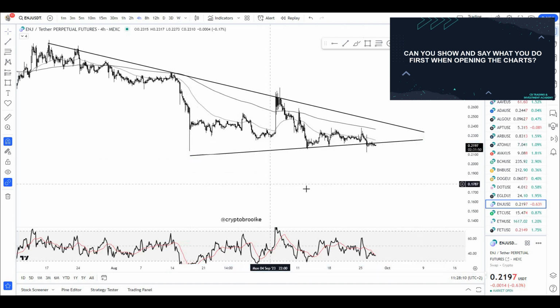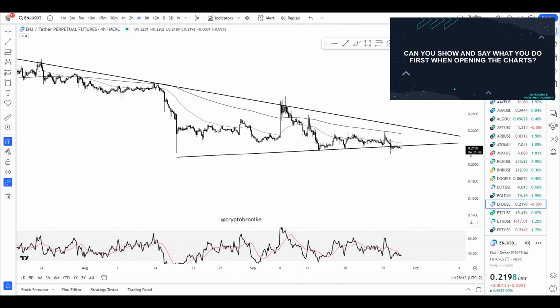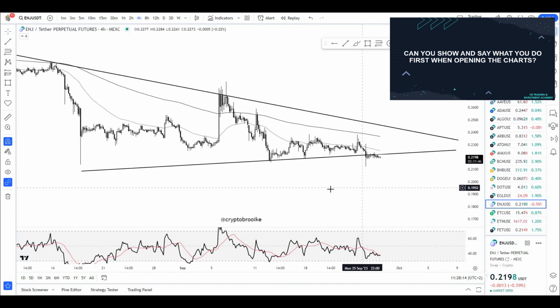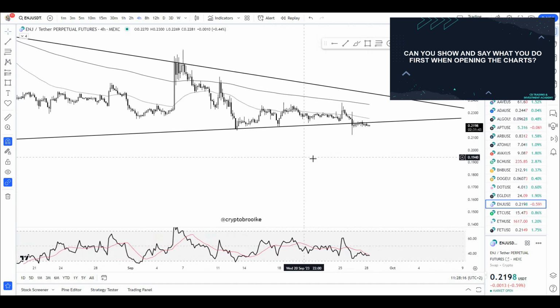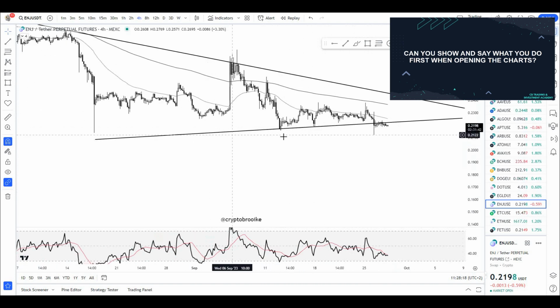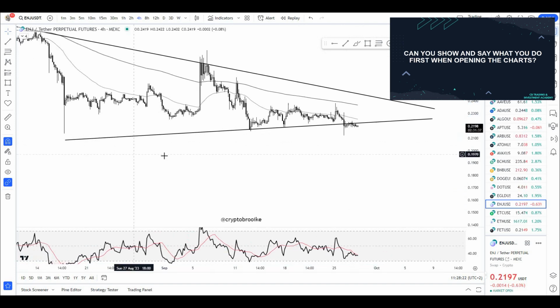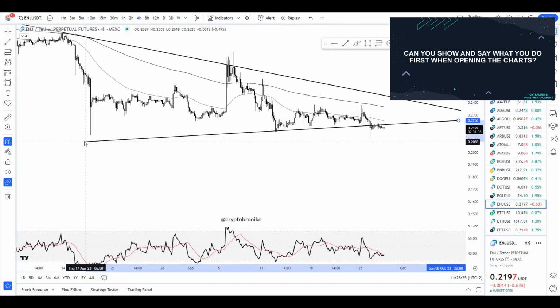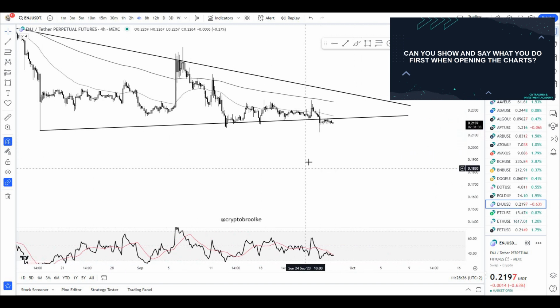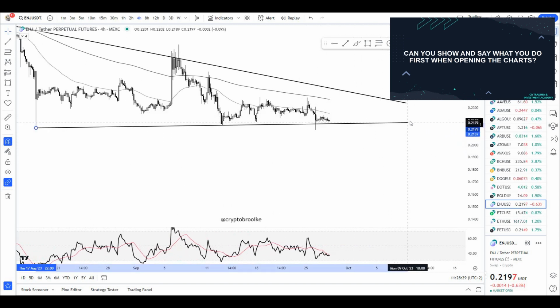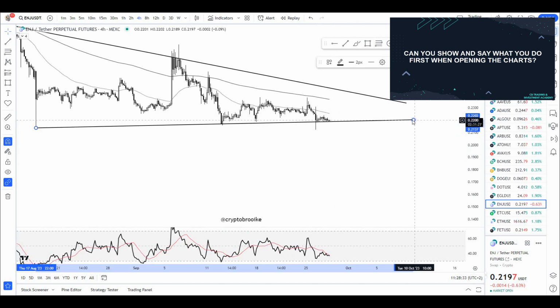So when I started out, I always started from drawing trend lines and then seeing what price was doing based on those. And as you can see here, we have a trend line here with price on the lower trend line.